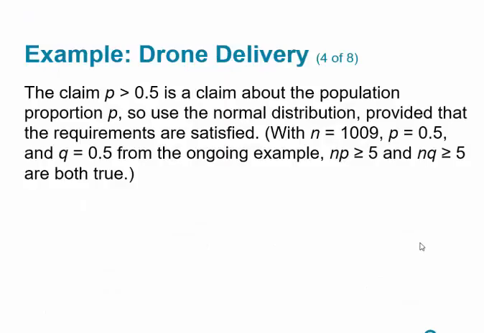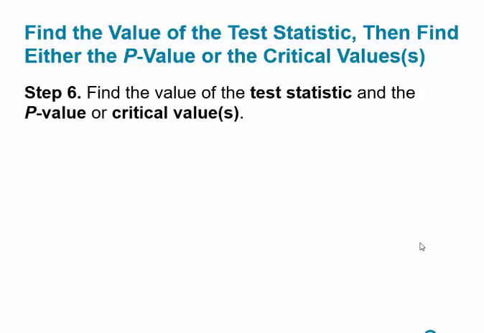Now, the claim that P is greater than 0.5 is a claim about the population proportion P. So we use a normal distribution provided that the requirements are satisfied. In the ongoing example, n is equal to 1009, p is 0.5 and q is 0.5. n times p is greater than or equal to 5, and n times q is greater than or equal to 5 are both true. Step 6, find a value of the test statistic and the p-value or the critical value or values. If it's a two-tail test, you have a plus or minus critical value. If it's a left tail or right tail, you'll have either a negative critical value for a left tail or a positive critical value for a right tail.